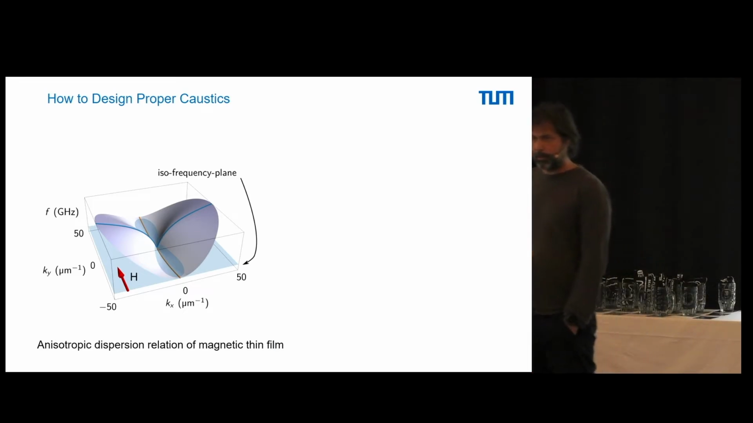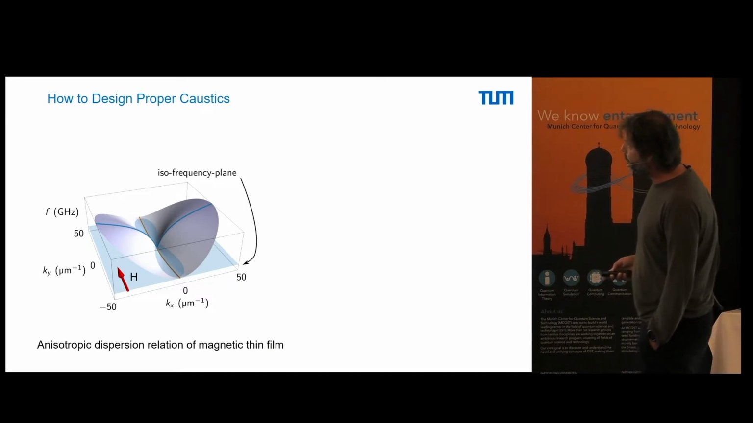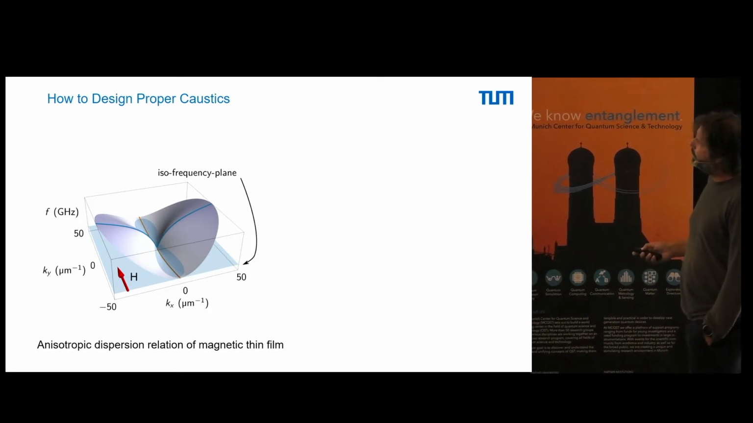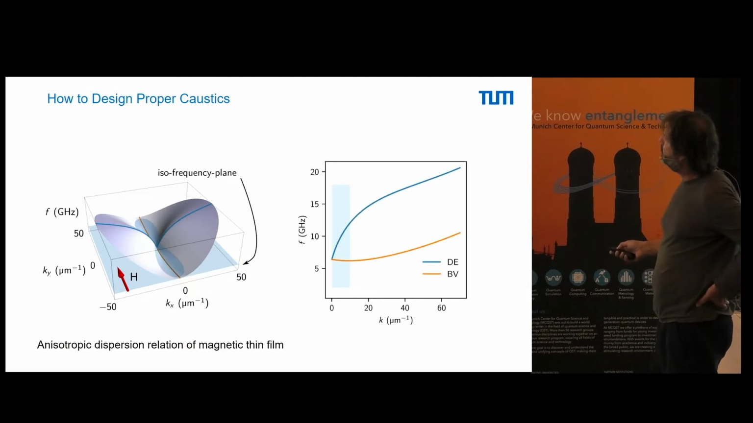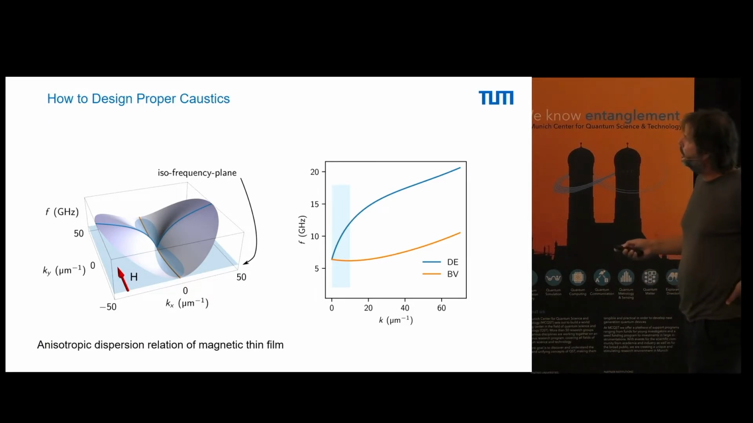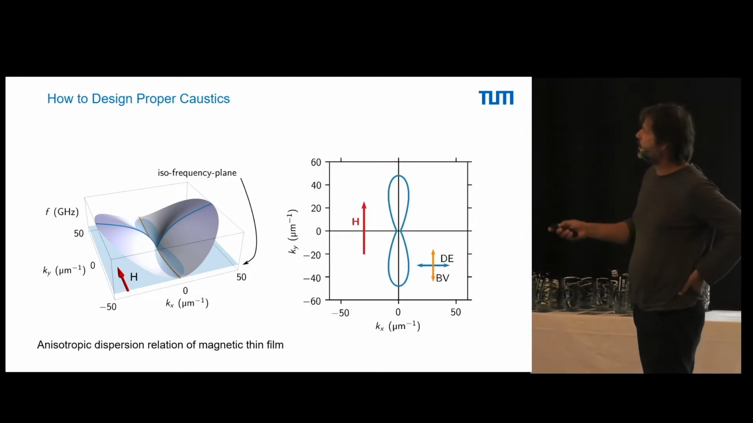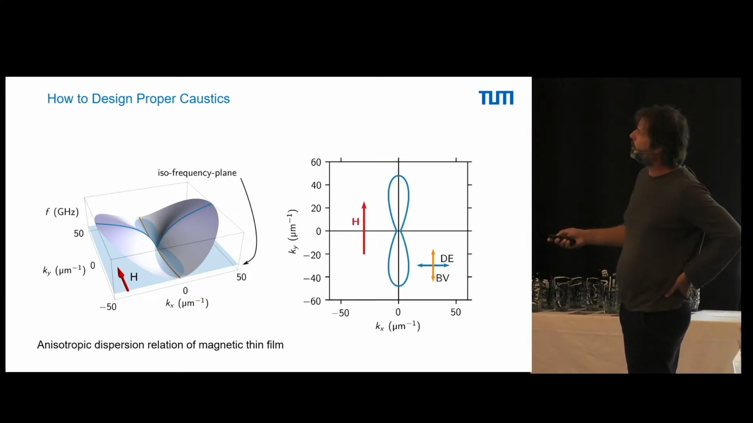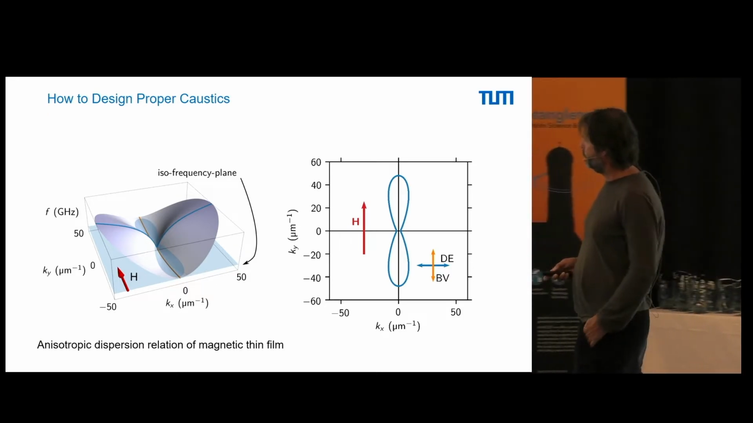Okay, so how to design a proper caustic? Let's go back to this anisotropic dispersion relation. And now I take a slice here at a particular frequency. That's an isofrequency plane. And just remember that this branch is the backward volume branch, the orange one here, and this branch is the Damon-Eschbach one, the one here. And we have access to this region with our microscope. And if you take a slice here now, then this would look like this. So this is Kx now, this is Ky, magnetic field, for example, in this direction. This would be the backward volume, and this one would be the Damon-Eschbach geometry.